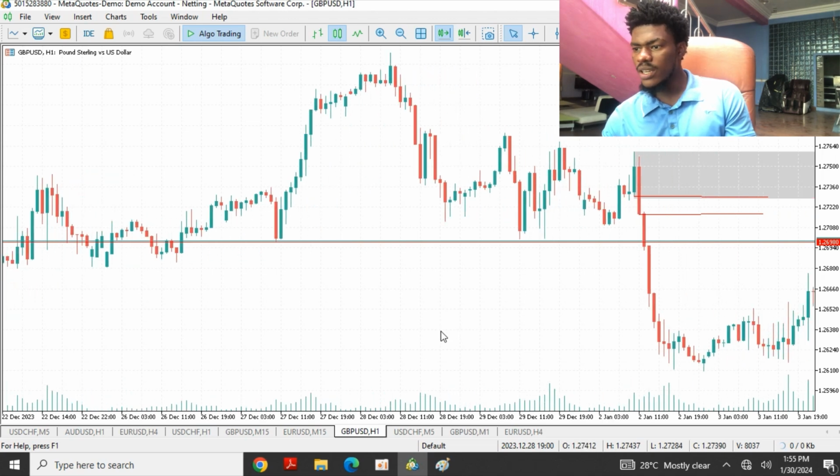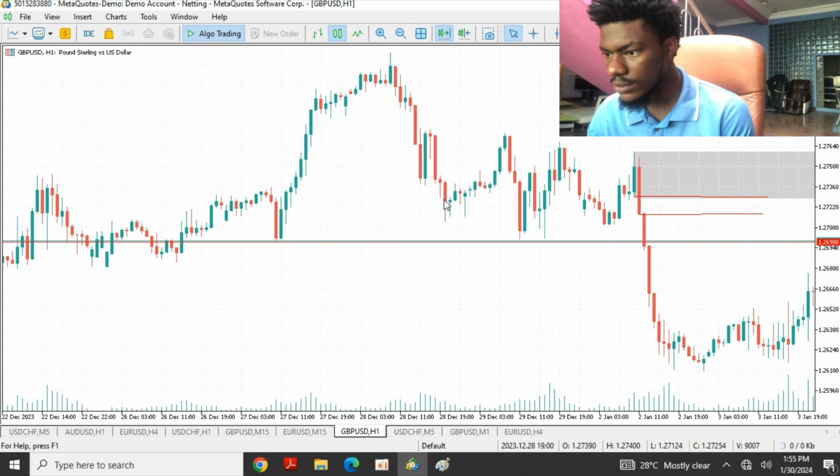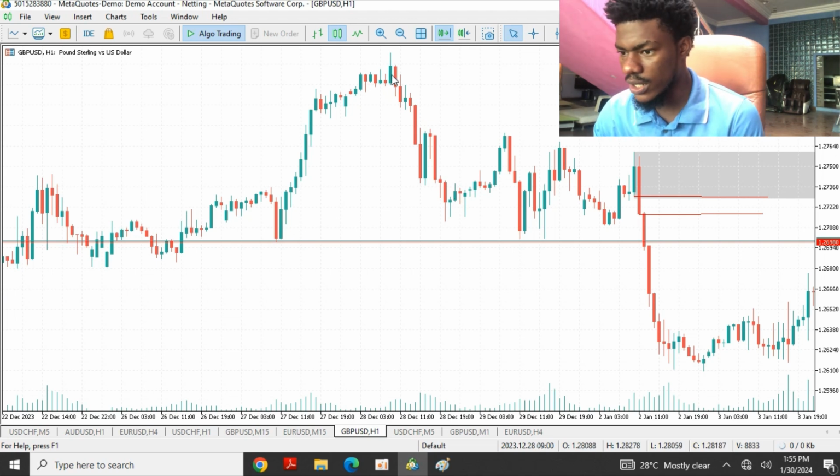So even this created another block here also. See something? This market was trending actually. It was trending to the upside. It broke structure here again. So what happened? Let's bring out this too. We're done giving the example for this one.